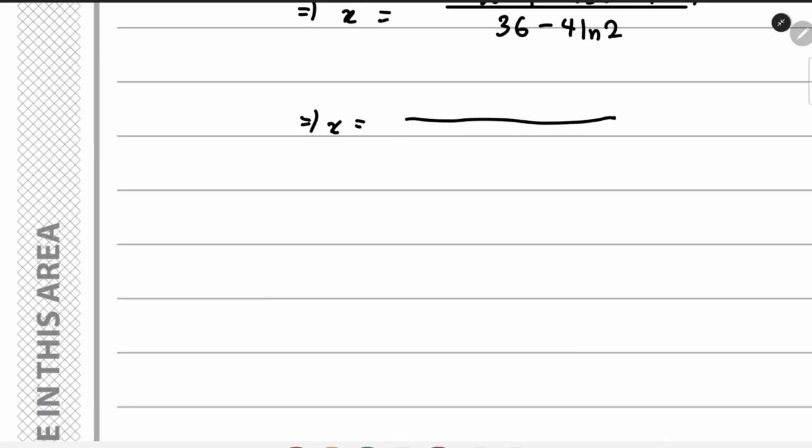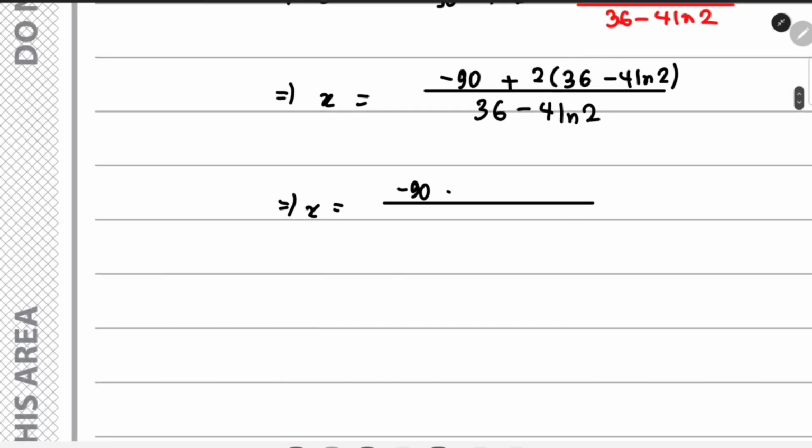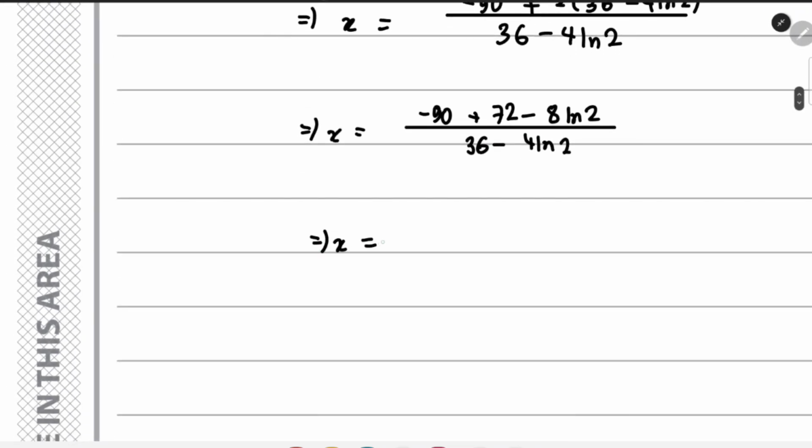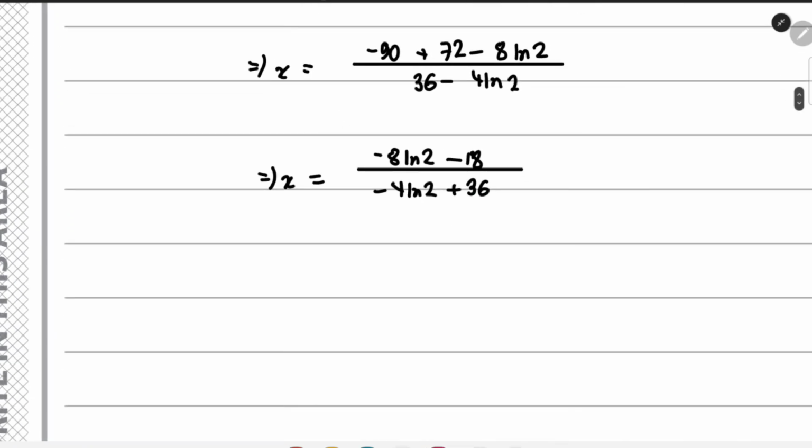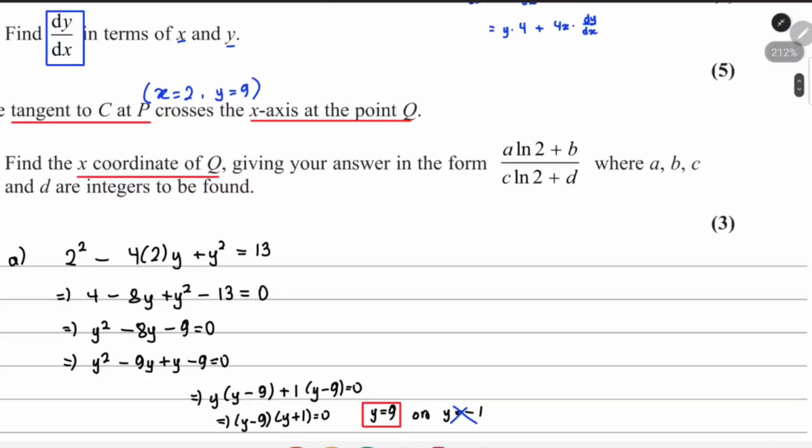The x value would be minus 90 plus 72 minus 8 ln 2 divided by 36 minus 4 ln 2. Hence the x value would be minus 8 ln 2 minus 18 divided by minus 4 ln 2 plus 36. And this is the answer. It's exactly in the form that the question wants from us.